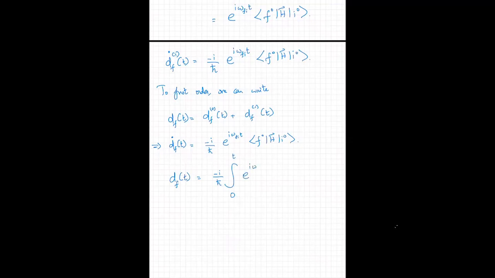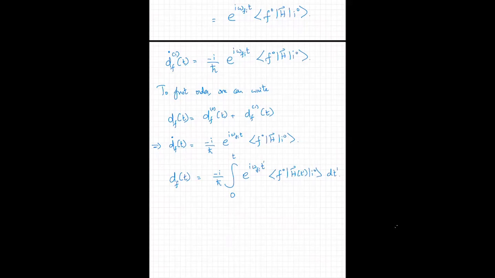e to the i omega f i t f0 h tilde i0 dt. Okay. So if you're confused about the same t appearing here and there, then use a dummy variable here. That's always a good idea. So put a t prime here, dt prime. Okay. So as a practical matter, in time dependent perturbation theory, this is the first order.